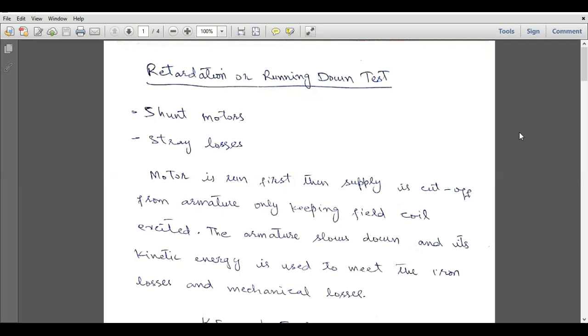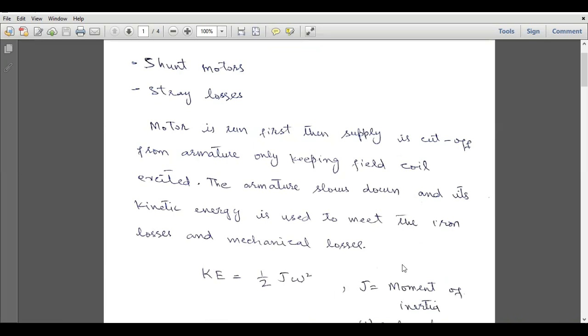In this lecture, I will discuss another test which is performed on shunt DC motors, and this test is used to measure the stray losses, right? And this test is called retardation or running down test. In this test, motor is run first, right? Then supply is cut off from the armature only, keeping field coil excited. The armature slows down and its kinetic energy is used to meet the iron losses and mechanical losses.